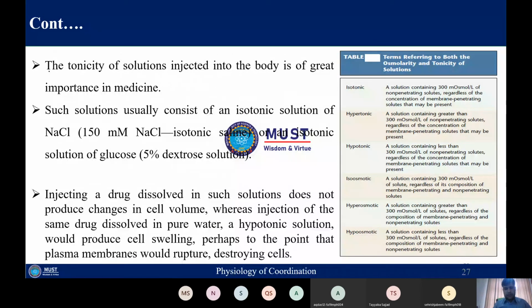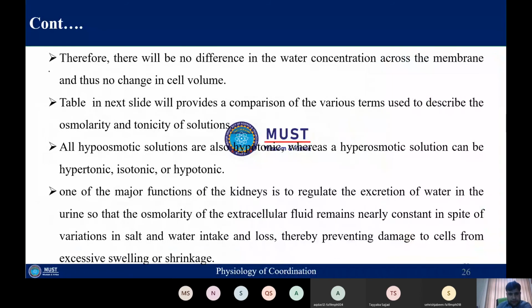So here in the last table you can have a clear idea about the terms which we have used: isotonic, hypertonic, hypotonic, and similarly isoosmotic, hyperosmotic, and hypoosmotic. So tonicity of the solution is very important in various medical terms. For example, all hypoosmotic solutions are also hypotonic, and hyperosmotic solutions can be hypertonic, isotonic, or hypotonic as well, as we have discussed in the previous slide.